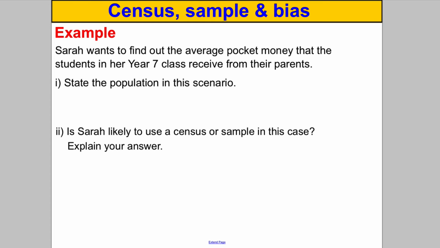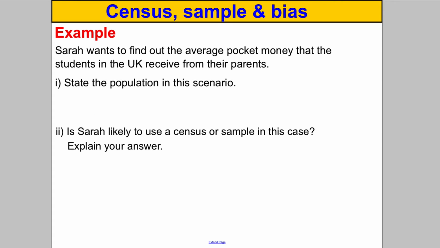So Sarah wants to find out the average pocket money that students in the Year 7 class receive from their parents. The population here is her Year 7 class. Is she likely to use a census or a sample? A census here. She should be able to easily ask her Year 7 class. The numbers are bound to be lower than 50. Next one, pause, have a go.